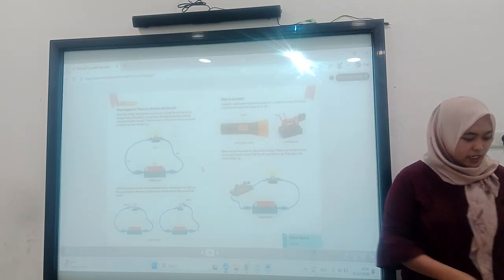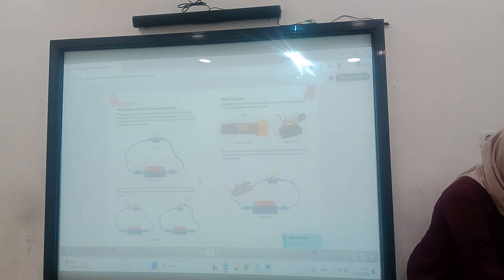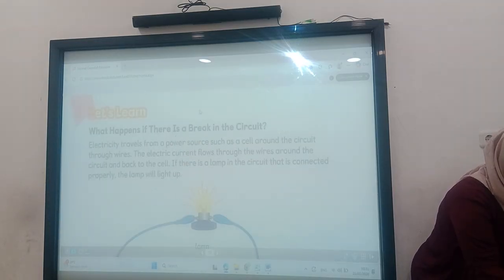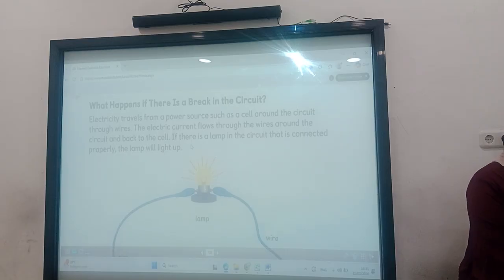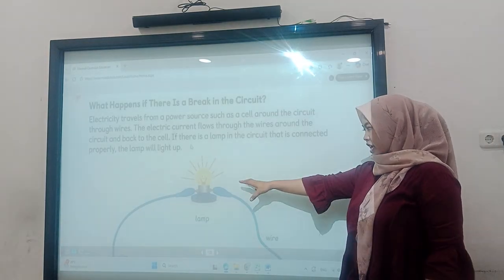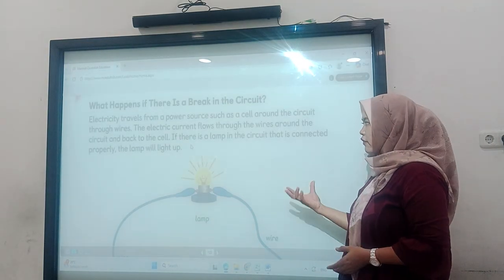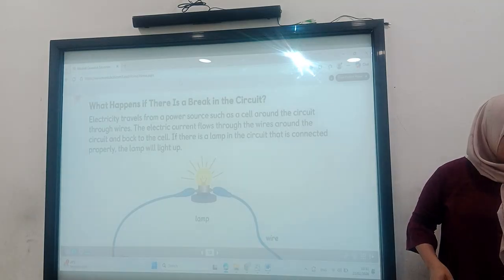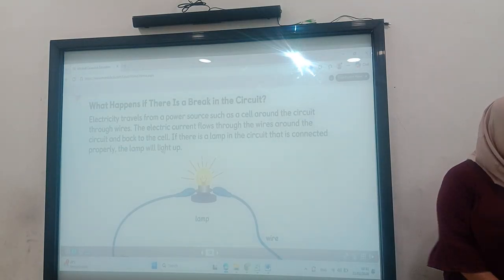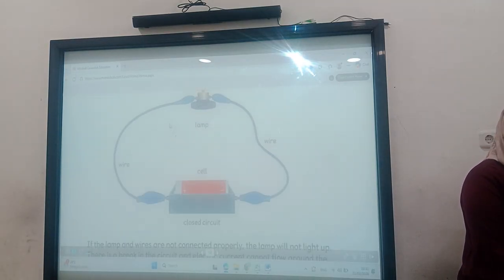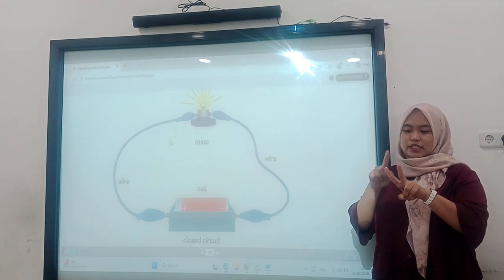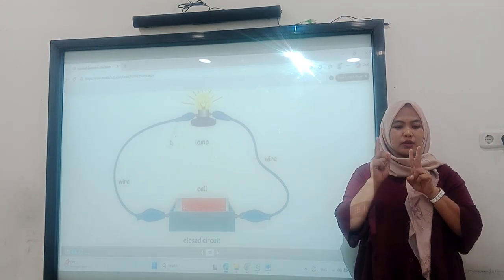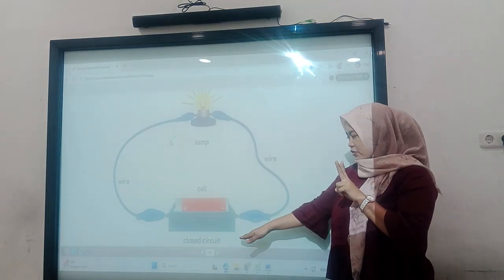And after that, on this page 122, what happens if there is a break in the circuit? So if there is a break in a circuit, the light bulb will not turn on. For example, here in this book, there are two kinds of circuits. The first is closed circuit, and then the second is open circuit.